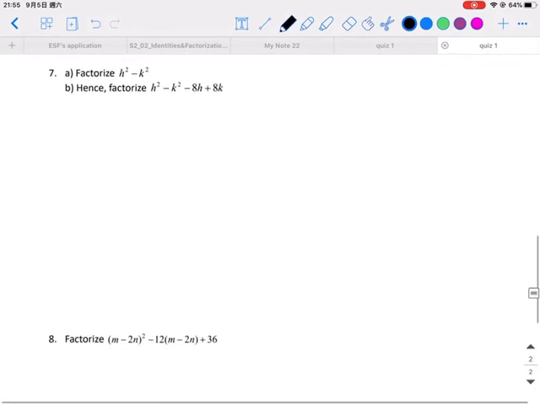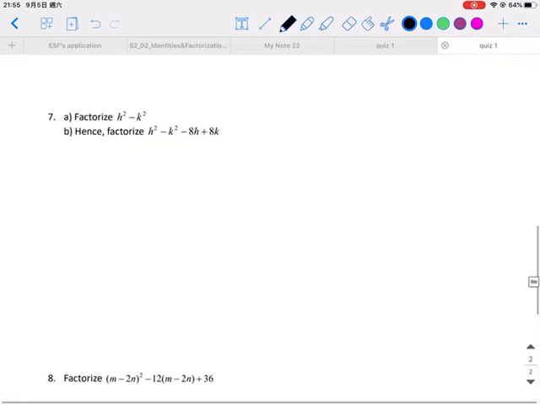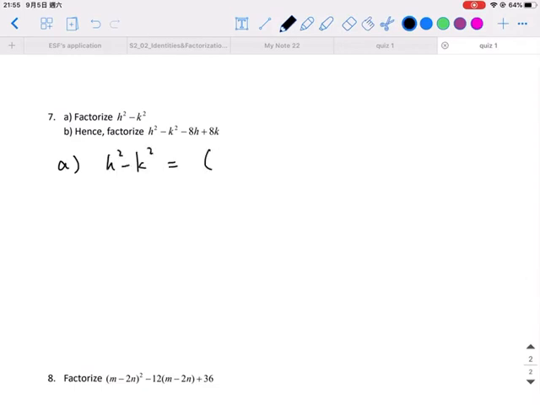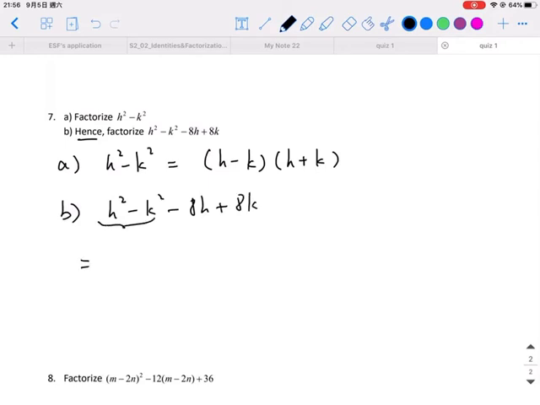For some intermediate level questions, the first part, part A, is easy. Part A is h squared minus k squared, which is equal to h minus k times h plus k. For part B, you need to use the result from part A. First of all, I write down the question. For the first two items, which we have factorized in part A, that should be h minus k and h plus k.